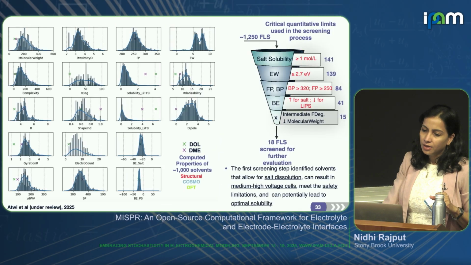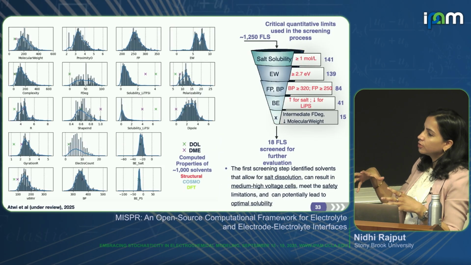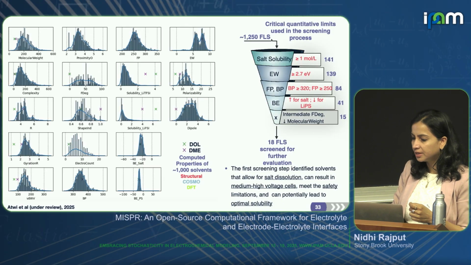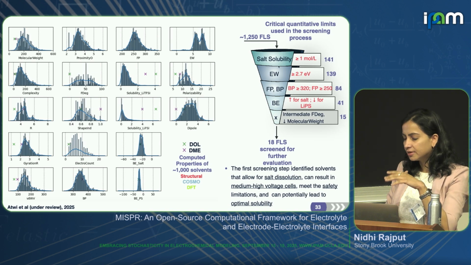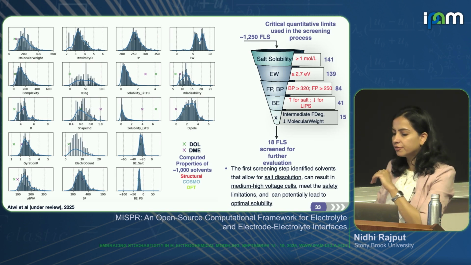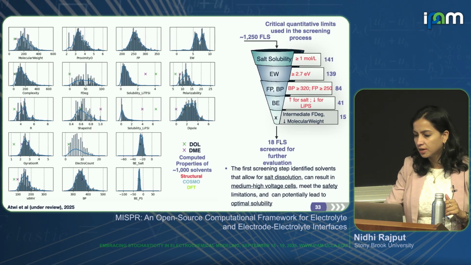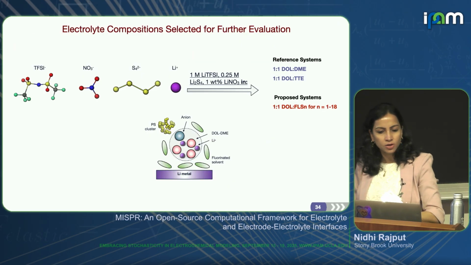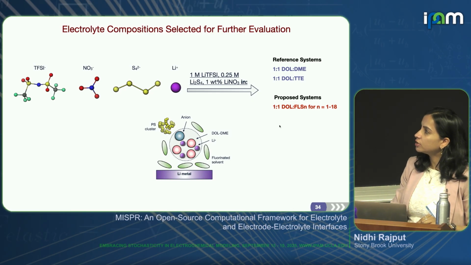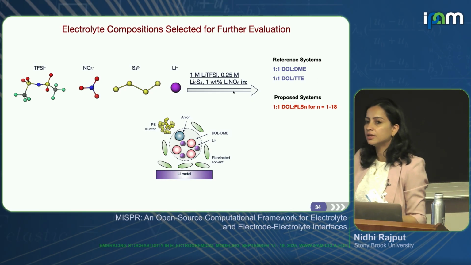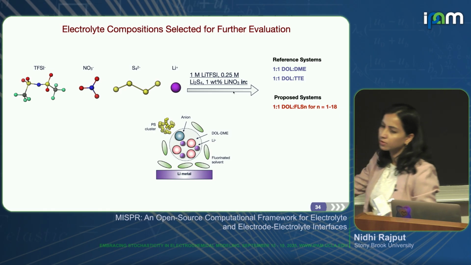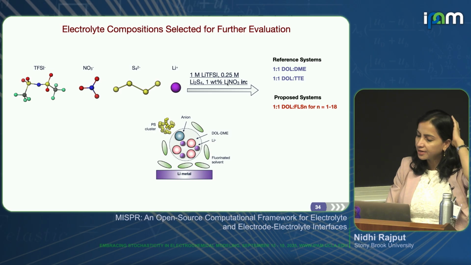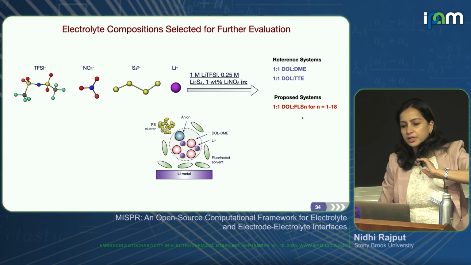Okay, so I compressed the results of all the thousands of solvents into this one slide. From 1250, based on very detailed analysis of quantitative metrics of different properties, we screened down to 18 fluorinated solvents. For these 18 solvents, we then did MD simulations for an electrolyte that mimics the composition of an actual battery electrolyte. So we have the salt, we have lithium polysulfide, we have an additive, and we have a binary solvent mixture.